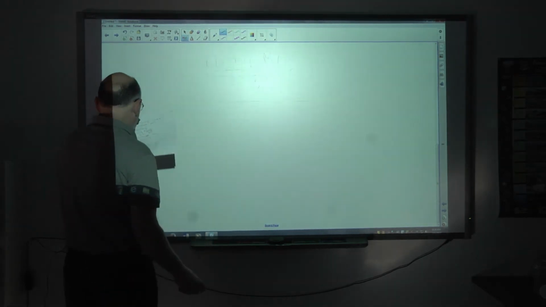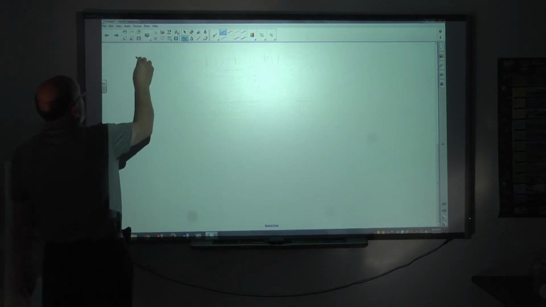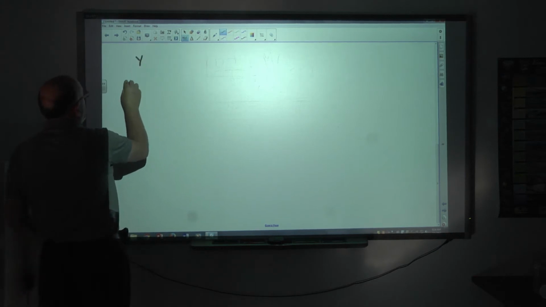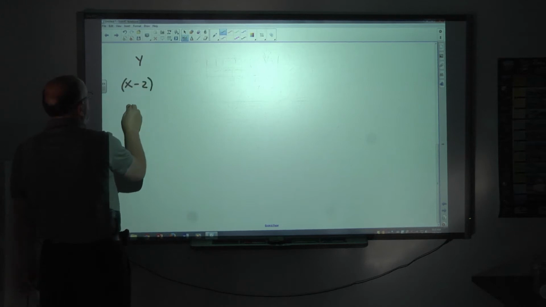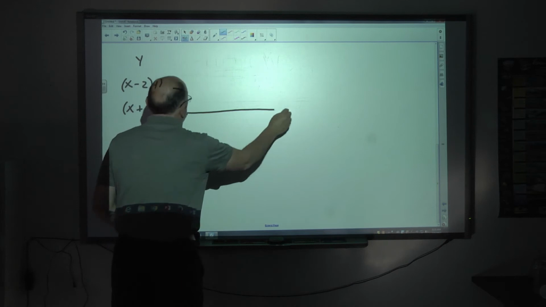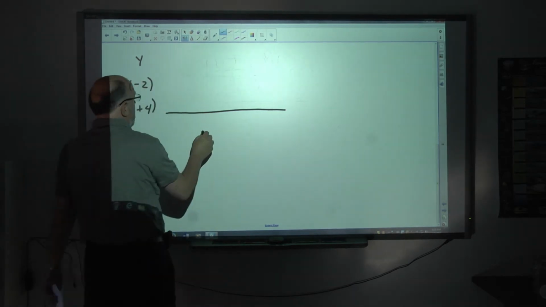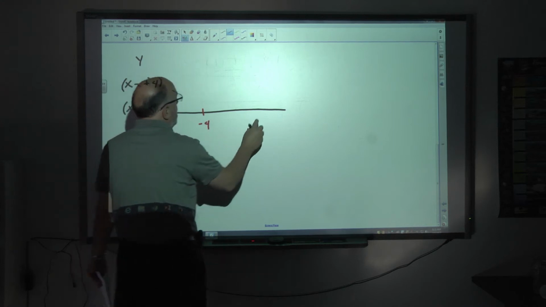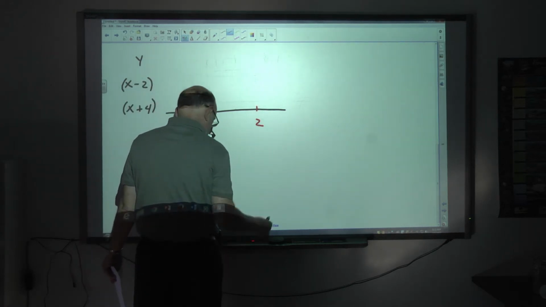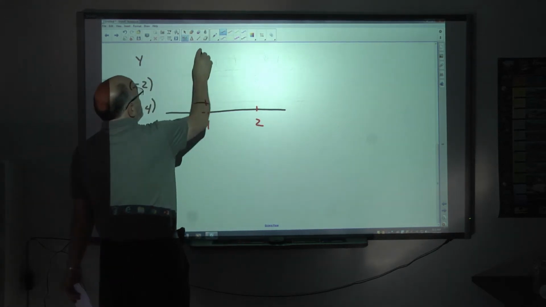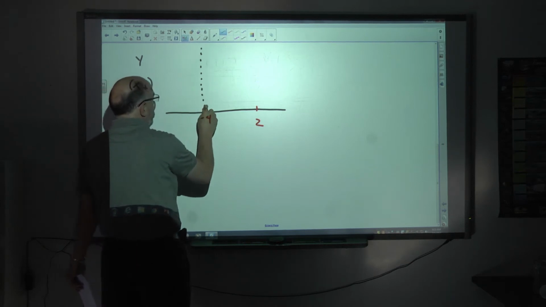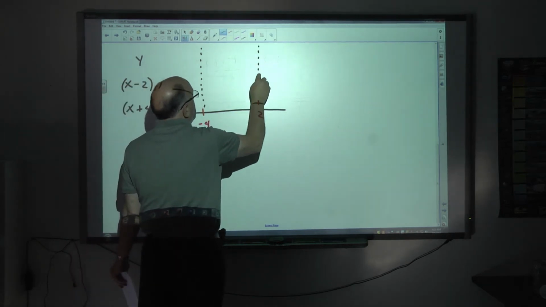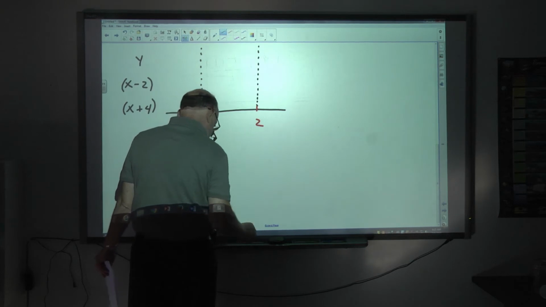So we're going to make a little chart. We're going to have our y value, and we said our terms were x minus 2 and x plus 4. Our x-intercepts, we said, were negative 4 and positive 2. So the question then is, what is going on with our graph in terms of these intervals?